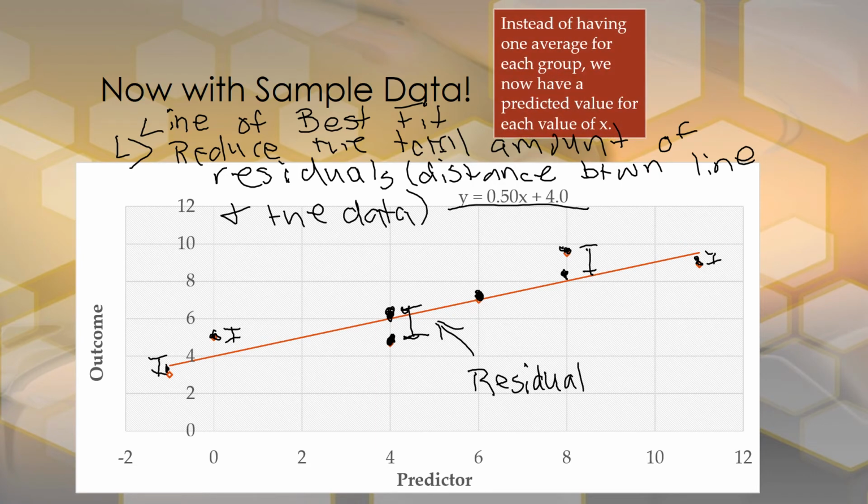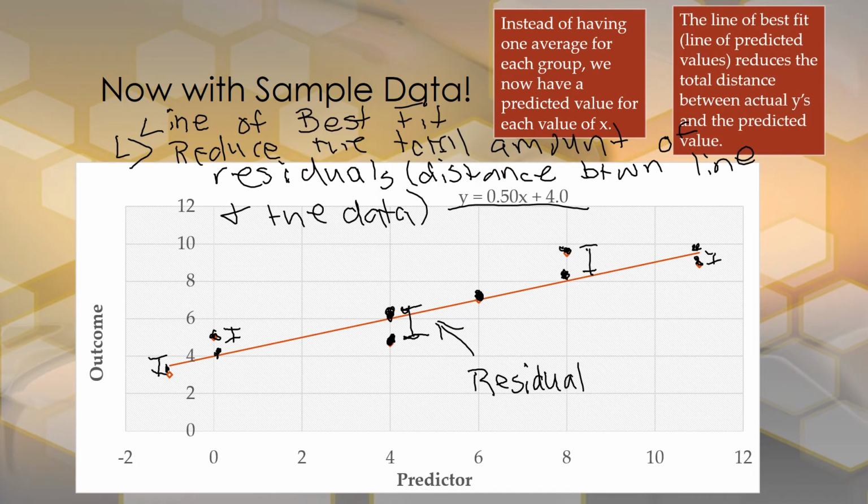So instead of having one average for each group like you do in an ANOVA or a t-test, we now have a predicted value for each value of x, and that's the dot that's on the line. So here, and here, and here, these are the predicted values for each value of x instead of having an average for each group, because we don't have groups anymore. We have two scale variables instead of a categorical variable and a scale variable.